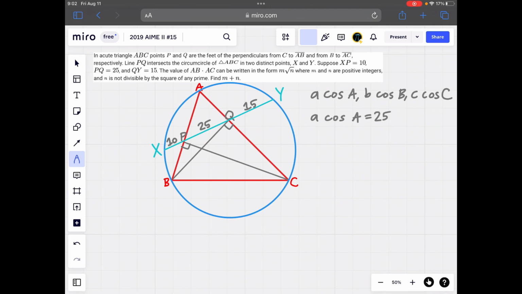Let's see if we can find the other sides of the orthic triangle. So assuming I denote the foot of the altitude from A as R, we could use power of a point on P and Q with respect to the circumcircle of ABC. That could help us learn more about the orthic triangle of ABC, which is PQR. So using it on P and the circumcircle of ABC, we get XP times PY, which is 10 times 25 plus 15, or 10 times 40. And that's equal to 400.